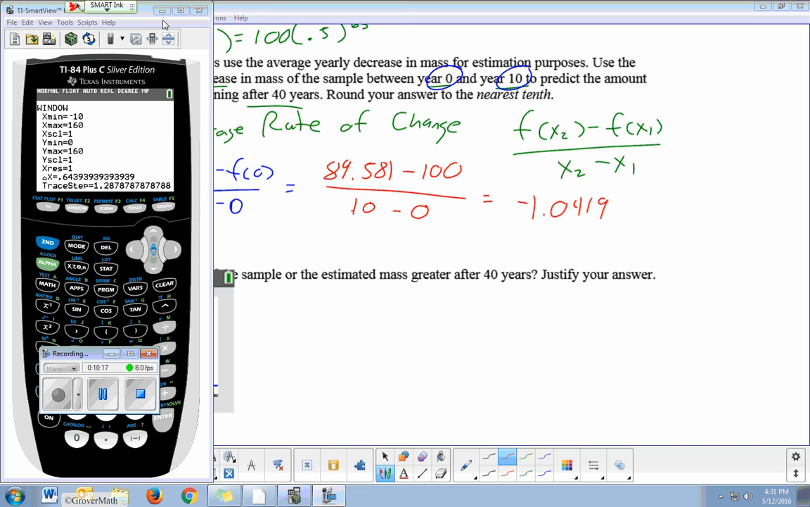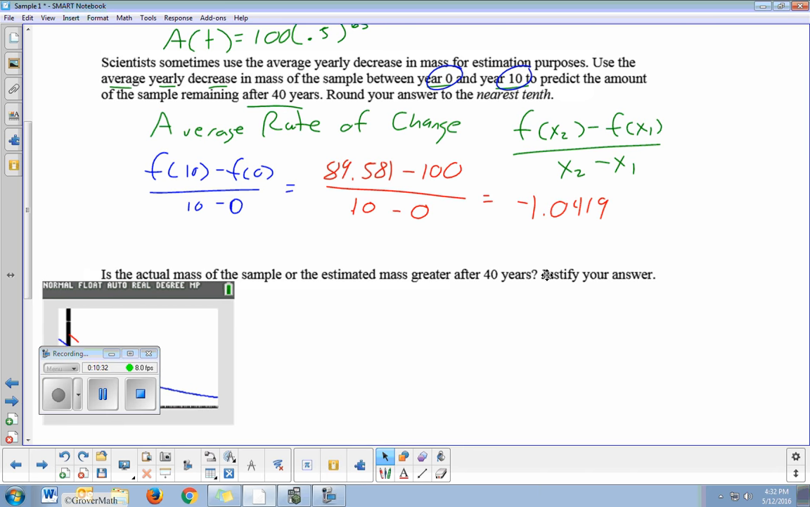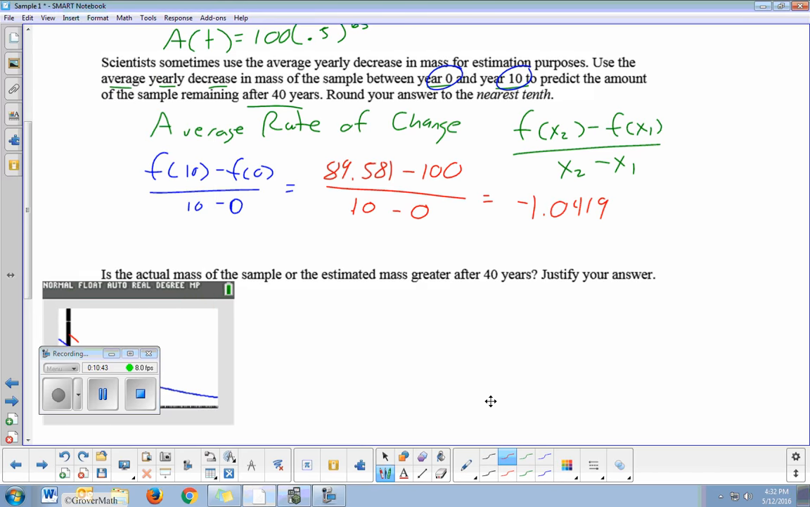So the issue now with the rest of this problem is they want you to use this decrease rate to predict the amount at 40 years. Now, in this last part down here, we are going to compare this to the actual amount at 40 years because, again, look at my calculator. I could go to my table and scroll down to 40, or of course I can plug 40 into my function to get what the actual amount is.